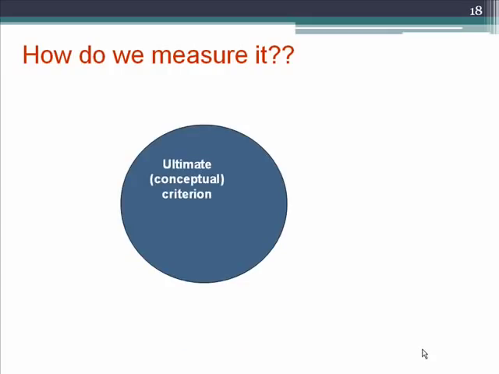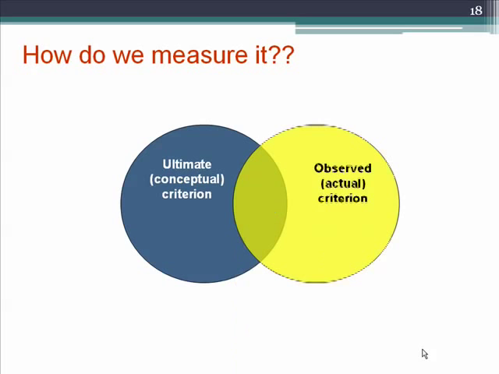Let's start with the ultimate or conceptual criterion. The ultimate or conceptual criterion is an abstract representation of the behaviors, skills, characteristics, and outcomes associated with the job. You can also think of it as representing, quote, the truth or ideal of what we are trying to measure. But remember that when we actually do measure constructs, we never measure things perfectly. And the term that we use for what we actually measure is called the observed criterion.